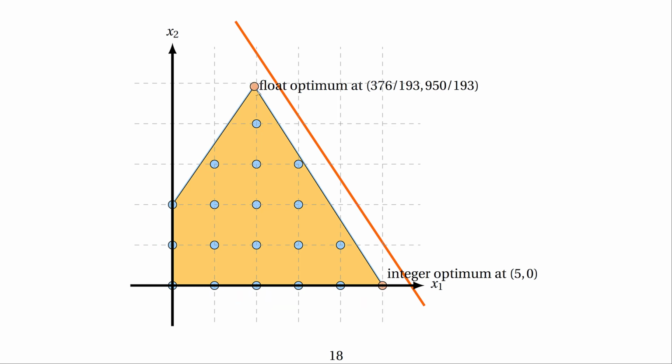Another thing that we want to visualize here is that rounding is not a feasible approach. For example, this is the floating point optimum, and so we could just say, okay, let's snap to the closest integer point, which would be this point here, but this is not a feasible solution.